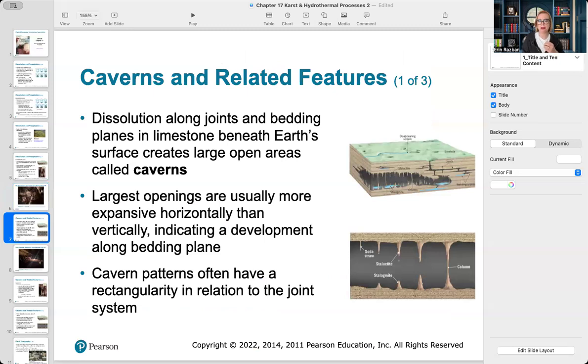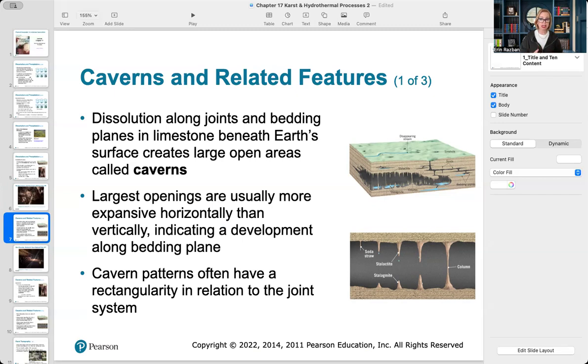So, cavern formations. Again, this is a two-step process. Caverns are large, open underground areas that typically form in massive limestone deposits near the Earth's surface. Their formation happens in two distinct stages. Stage one is the initial excavation.